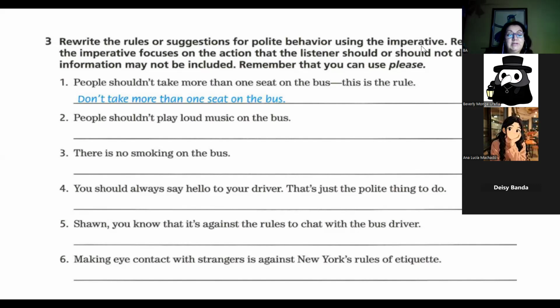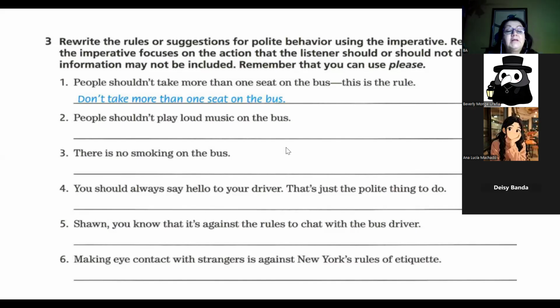And number 6, making eye contact with strangers is against New York's rule of etiquette. Don't make eye contact with strangers in New York, because it's against New York's rule of etiquette. Maybe in other places, but not in New York. Okay, perfect.